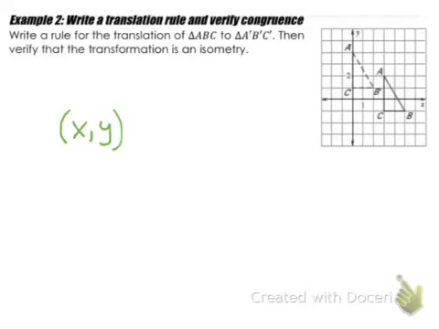So to write our rule, we take our x and y coordinates with our parentheses around it, and the arrow lets us know that we are translating those coordinates. And we have to determine how our x and y coordinates are being affected. So we just established that each x coordinate is being shifted to the left 3 units, or subtracting 3. So we take our x coordinate and we're subtracting 3.